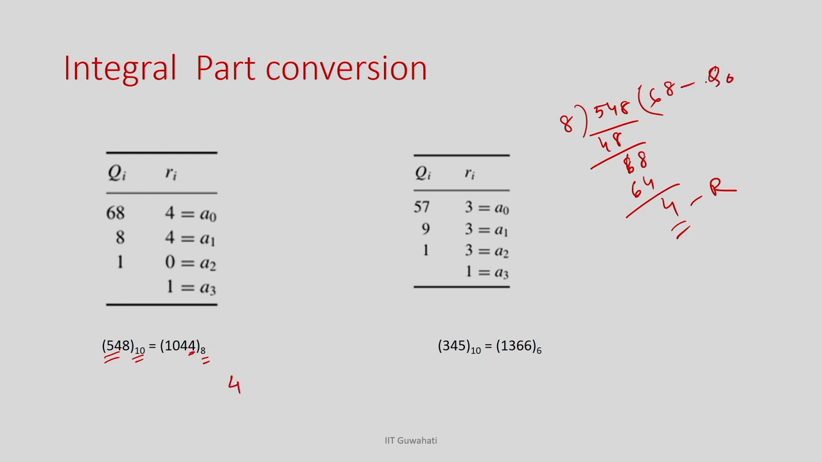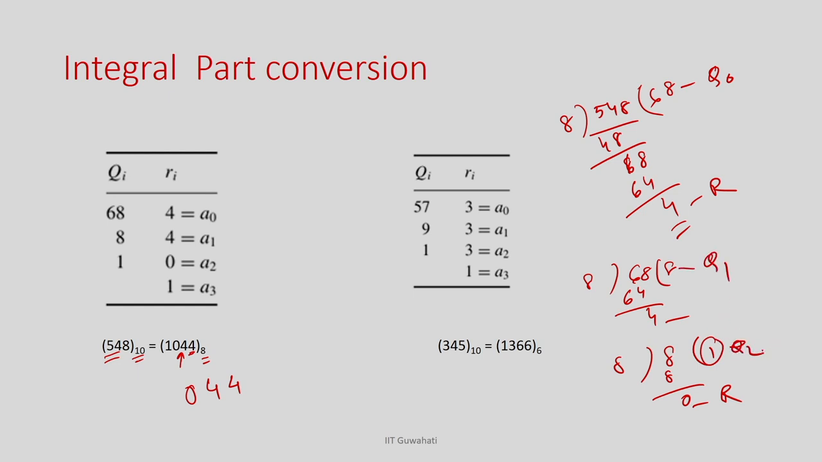This is my Q0. Next, I will take this 68 and divide this by 8, and I will get 4 as remainder. So, this is nothing but the next digit. Then I will take this 8 and divide this by 8, I will get a remainder 0, right. So, that means my next digit will be 0. Then I will take this 1, this is my next quotient, this is my Q1, this is Q2. Now, I will divide 1 by 8, and I will get 1 as remainder.